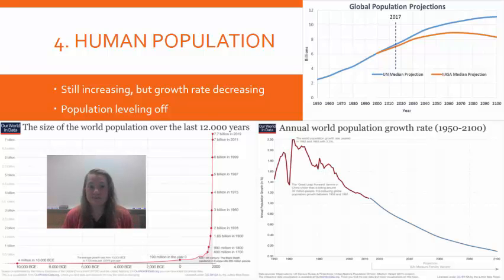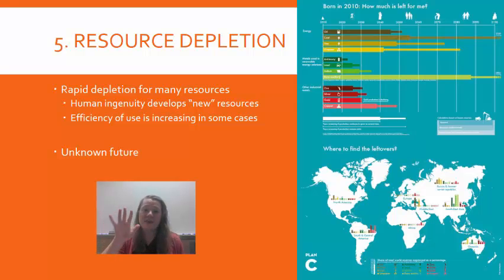And the fifth indicator for sustainability would be resource depletion. And this is the thing that most people think about when you think of sustainability. Now, if we look at the human population and the Earth as a whole, we have been using our resources much, much faster than they can be replaced.